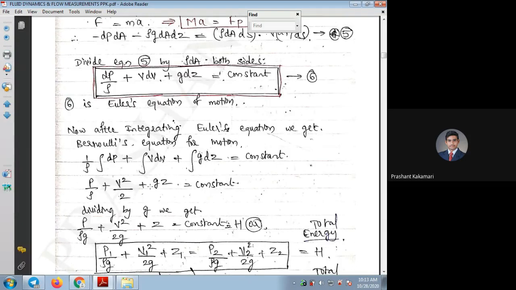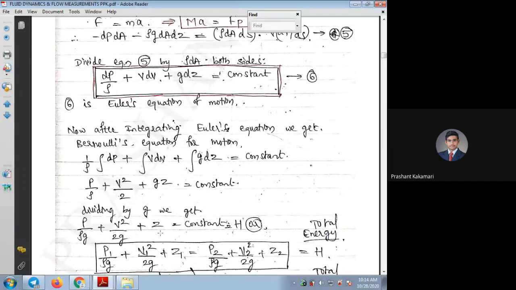So now we have the final equation where I can call the terms energy or heads. P by rho G at any given point of the flow is called the pressure head or the pressure energy. Then V square by 2G is the kinetic head or the kinetic energy present in the fluid, plus Z. Z is the potential energy which is stored in the given head.